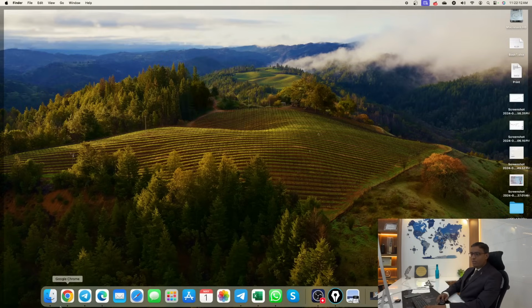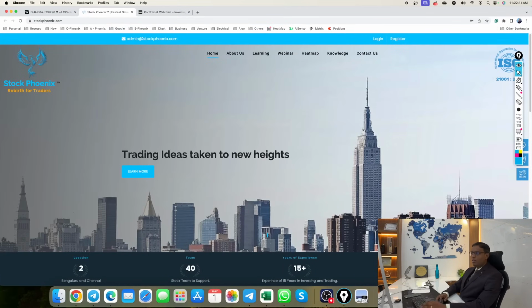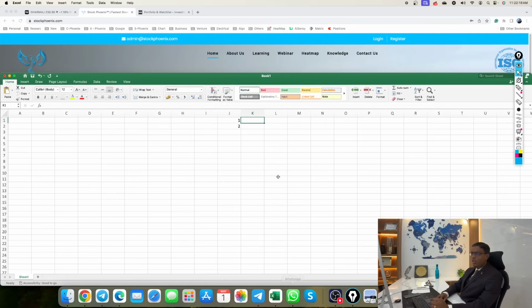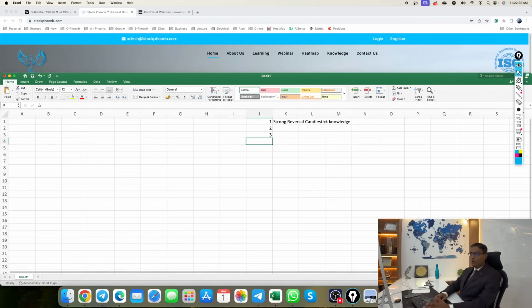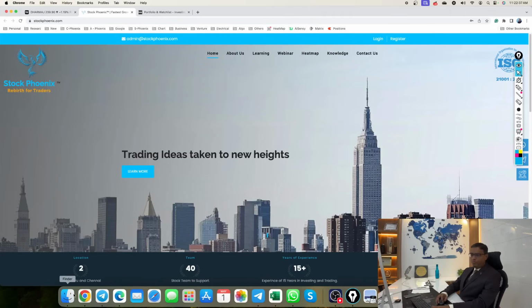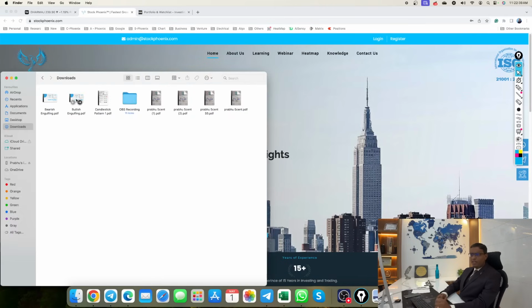I hope my screen is visible to all of you. Before starting, let's go over some prerequisites for this particular strategy. You should have strong reversal candlestick knowledge. Without this, it is very difficult to proceed with the trade from bottom technique. This is a must before you start learning this strategy. I hope it's very clear.